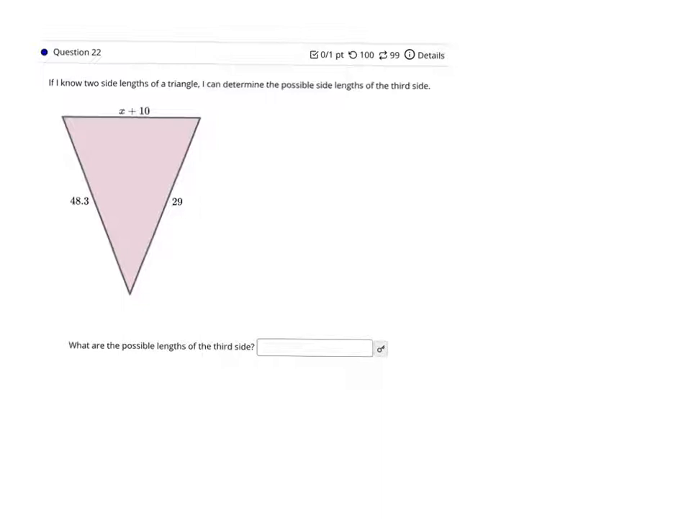Now, this question is kind of related to the question of what are the possible lengths of the third side of a triangle? Well, we know that in any triangle, the length of the longest side has to be shorter than the lengths of the other two sides added together. So, for example, if you had one side of a triangle that was 8, and another side that was 4, and another side that was 3, the side that is 8 is too long to make a triangle because the side that's 4 and the side that's 3 won't ever meet together, because when you add them together, it's only 7.